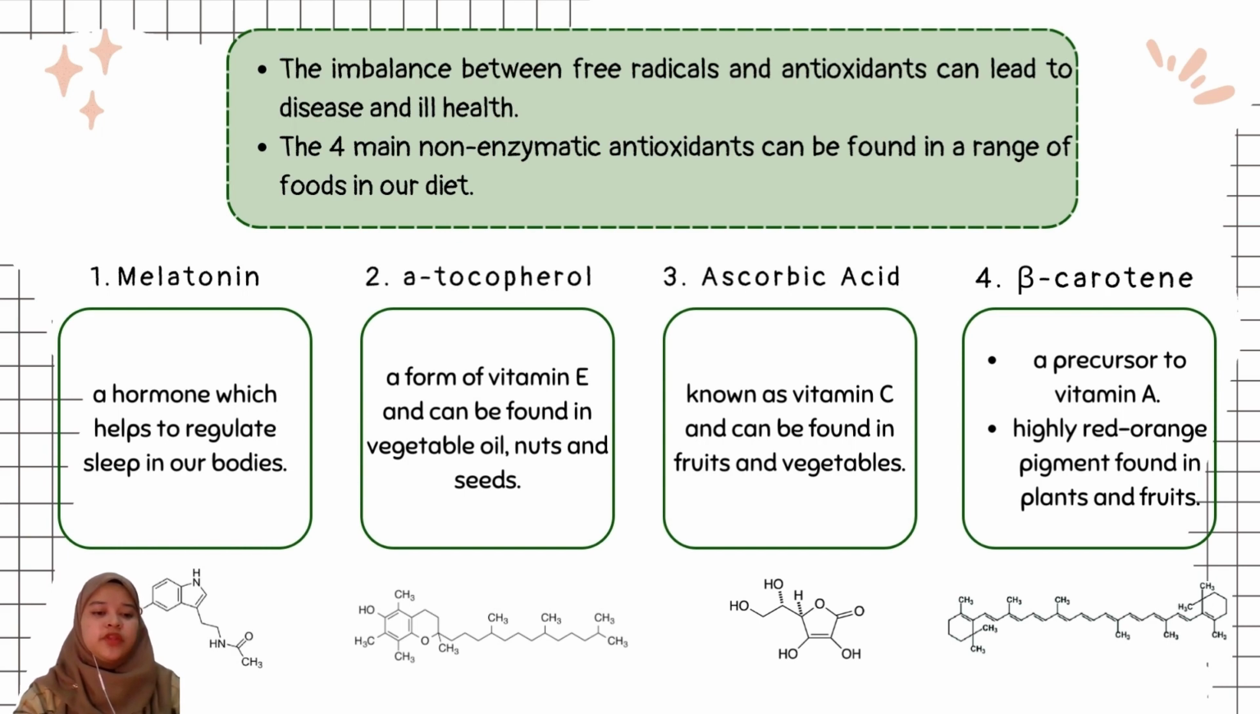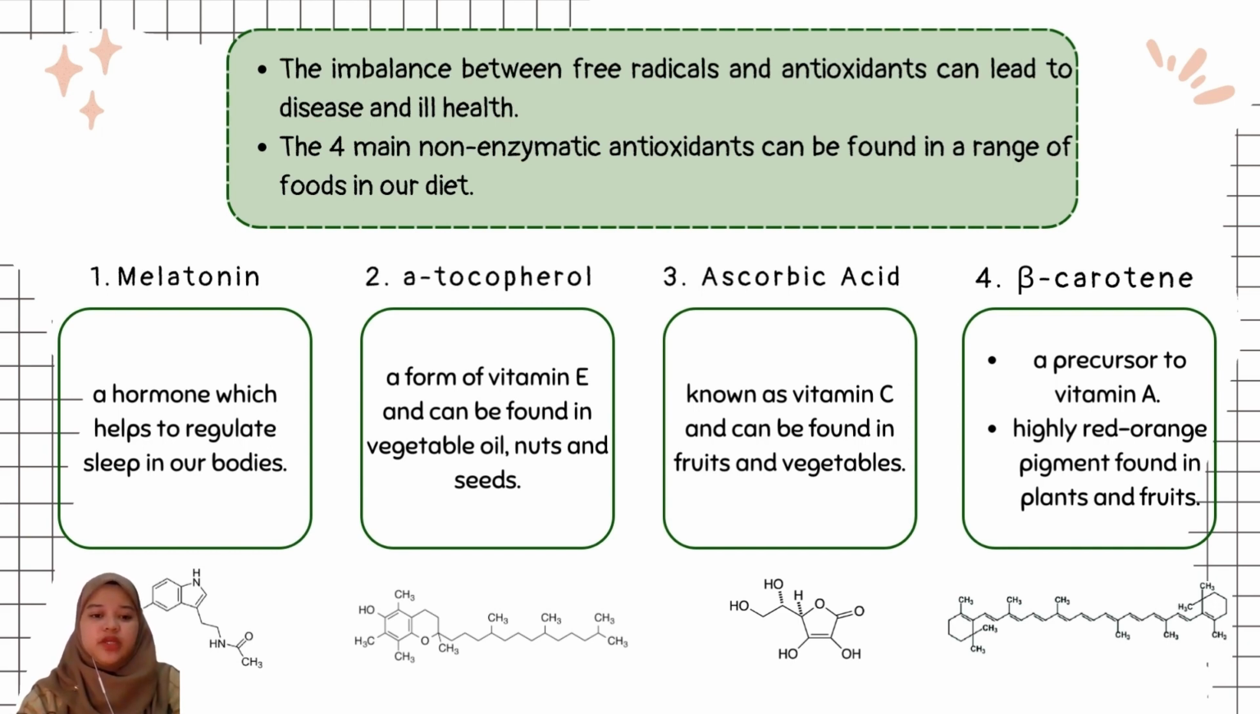This is a form of vitamin E and can be found in vegetable oils, nuts, and seeds. It has been suggested that it is good for the skin. The third is ascorbic acid. This is also known as vitamin C and is commonly found in fruits and vegetables. It is one of the essential vitamins and the human body is unable to synthesize it. It can be easily oxidized and act as a hydroxyl or superoxide radical scavenger.